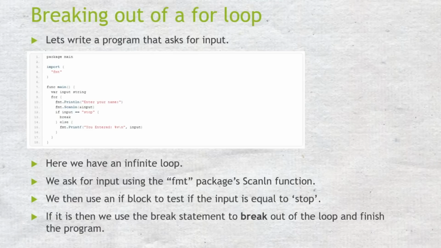First thing we're going to do is print out a line that says enter your name, and we're going to use another function in the fmt package called Scanln, which is going to take input from the keyboard on the console and assign that to our variable of input. If input equals stop, so if we type in stop after it asks us to enter our name and we hit enter, it will fire off this if block, which says to break. Break is the statement we use to break out of whatever loop we're in and continue executing the code. If it's anything other than stop, then we're going to print out you entered, whatever the value is of input.